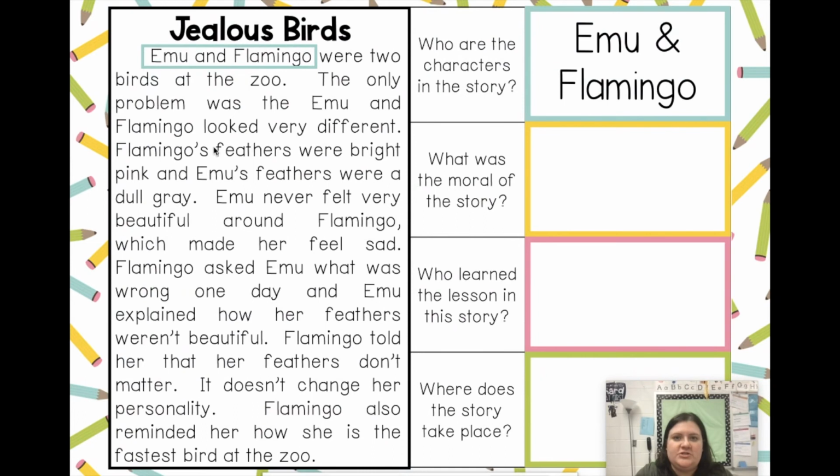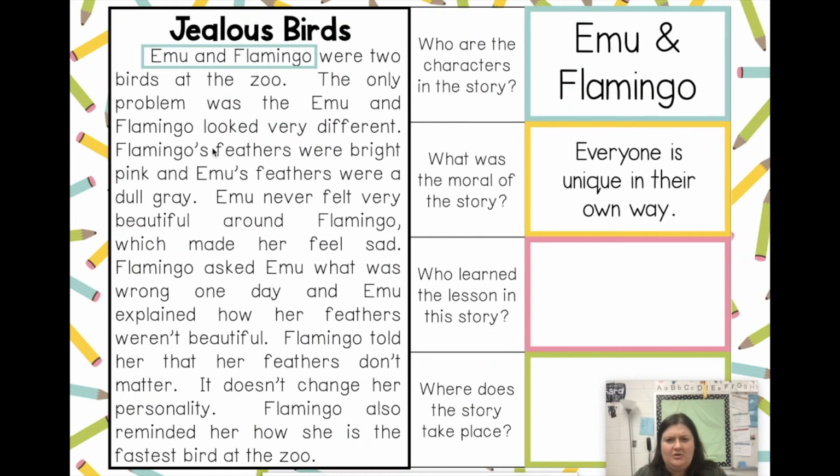So what is the moral of the story? That means, what is the lesson that we can learn from this story? Let me think about it for a second. Well, I learned that everyone is unique in their own way. Flamingo has these beautiful pink feathers, but Emu is the fastest bird at the zoo. They're both unique in their own special ways. And Flamingo reminds Emu that her feathers don't matter. She's a fast runner. She's got a great personality. So it's important that we look at ourselves and identify exactly what uniquenesses we have.